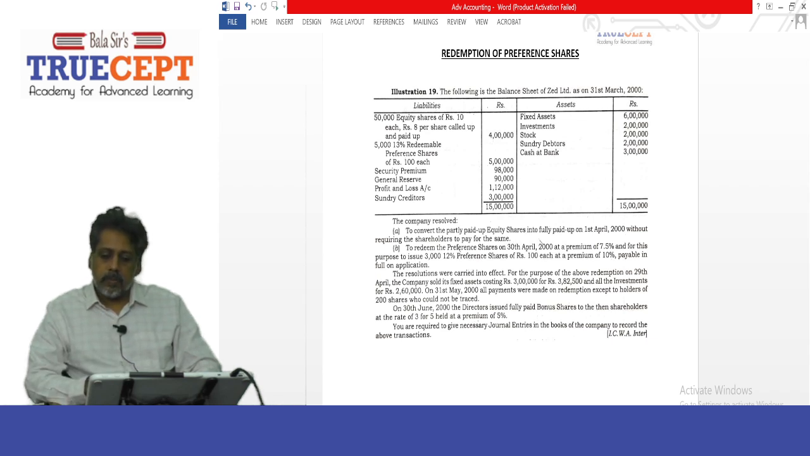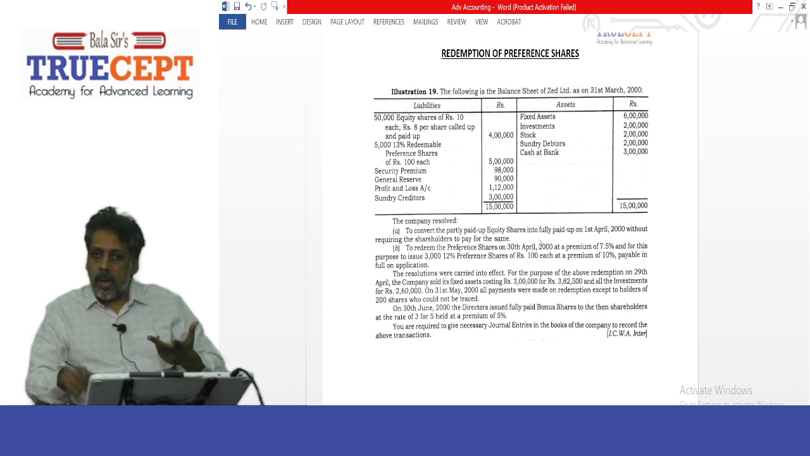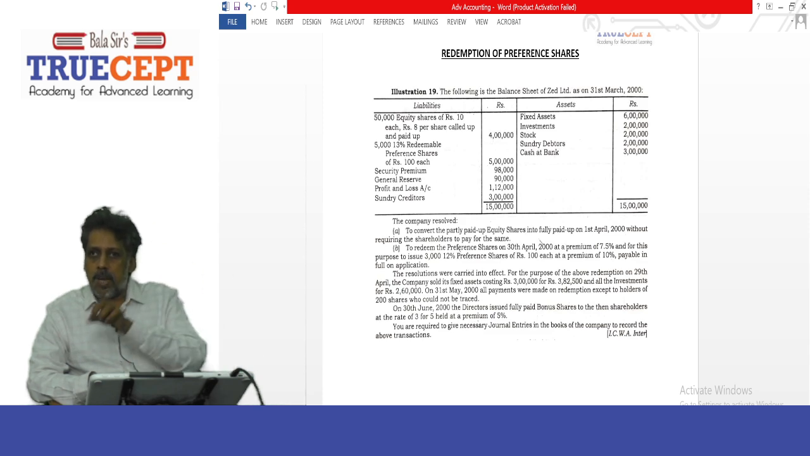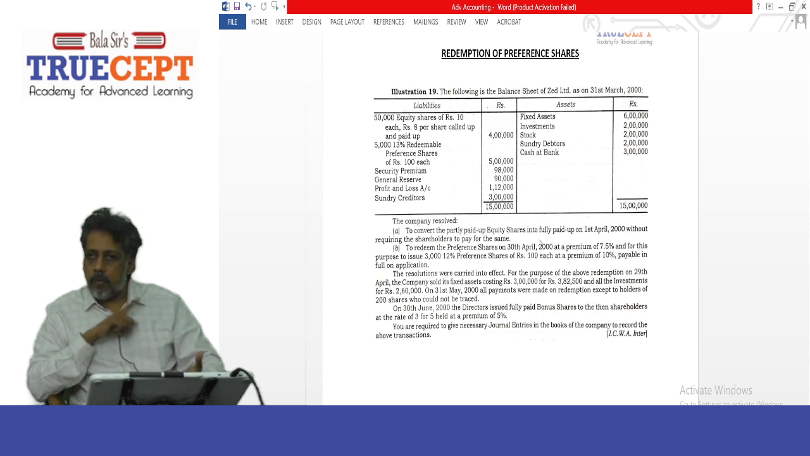Next. Now the company resolved, A, to convert the partly paid equity shares into fully paid up on 1st April 2000 without requiring the shareholders to pay for the same. That means on 50,000 shares, you're going to make a final call of rupees 2. That is 50,000 equity shares into rupees 2, 1 lakh will be called. But this 1 lakh will not be collected in cash from the shareholders. That means you're going to utilize the reserves to convert the partly paid shares into fully paid.